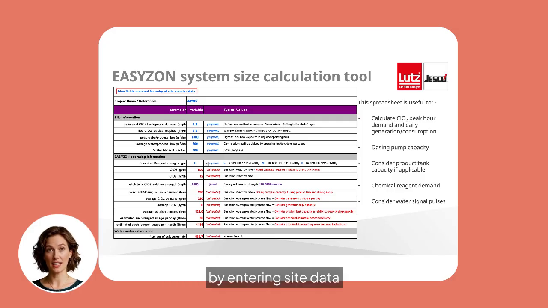The system size calculation tool supports engineering design. By entering site data such as background ClO2 demand, peak and average flows, and water meter K-factor, the spreadsheet calculates required generator capacity, batch size, reagent usage, product tank volume, and expected delivery frequency.